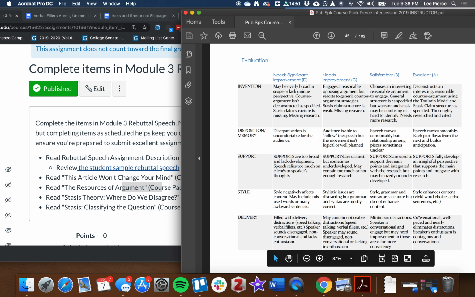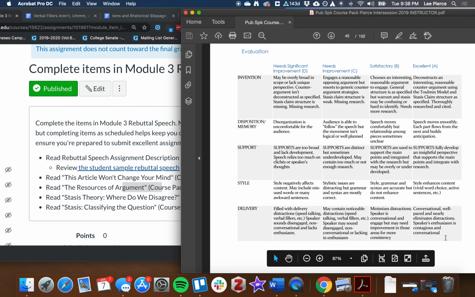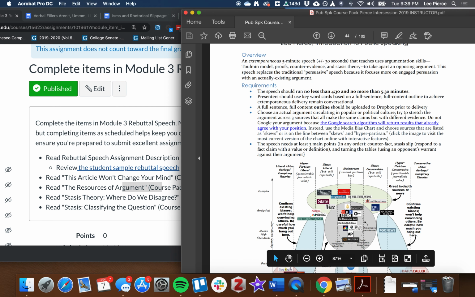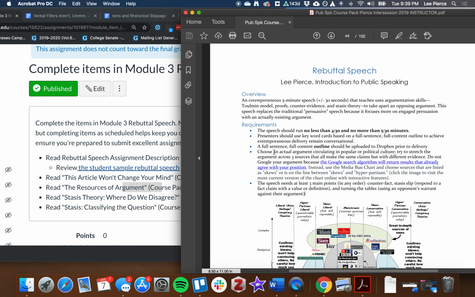And then your delivery, same as last time. Conversational, well-paced at 160 to 180 words a minute. Minimal distractions, and we want you to be engaged and interested and conversational. Doesn't mean you have to be theatrical, but I want to see that you are invested in what you are talking about. All right, so that is the assignment description, and you need to choose an actual argument.